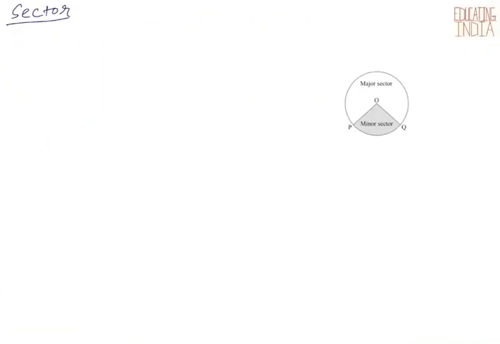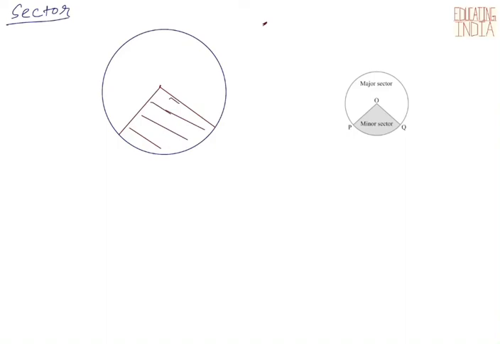Now we talk about another term called sector. When we draw 2 radii, one radius and another radius, these radii again divide the circle into 2 parts. These radii divide the whole area of the circle into 2 parts, this smaller part and this bigger part. This smaller part is called the minor sector. Smaller means minor, and this is called a sector.